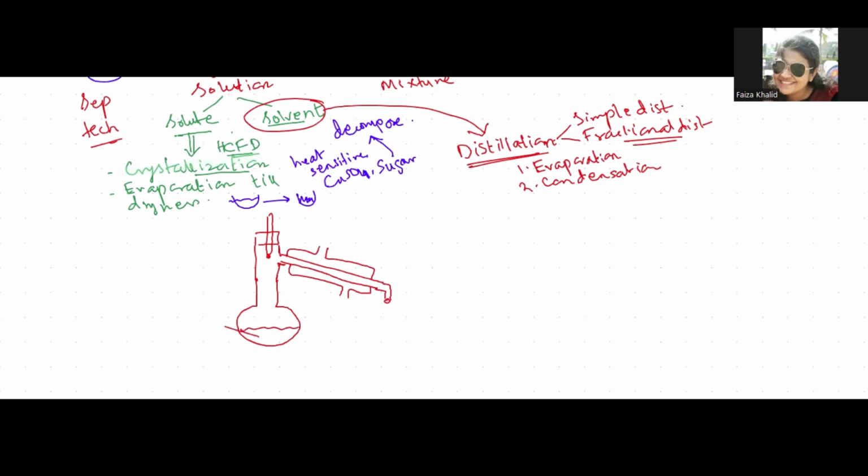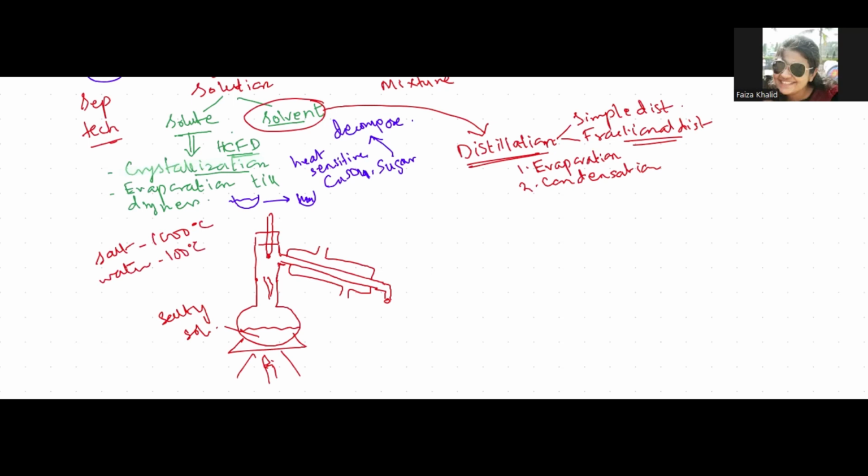Over here, let's say you're placing a salty solution. You'll place a Bunsen burner over here. Once you heat it, what will happen? The water would evaporate first of all. Why? Because salt has, let's say, a very high boiling point, 1,000 degrees Celsius, and water has a 100 degrees Celsius boiling point. So the boiling points are very far away from each other, so water would be the first one to evaporate.